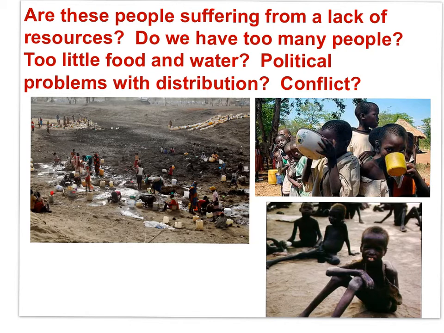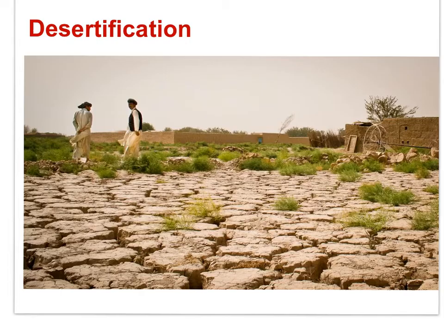Is there too little food, too little water? How about political problems with distribution? Conflict may be impacting the availability of food for these people. Is desertification, a type of degradation of the soil that you can see in this image, the result of too many people overusing the land? Is desertification a density-dependent effect?